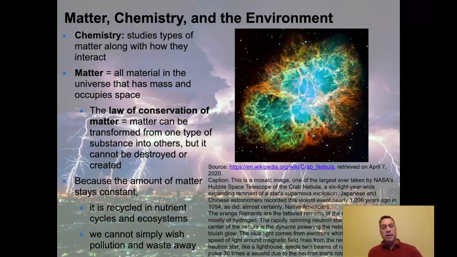That leads us to an important concept, the law of conservation of matter. The law of conservation of matter says matter can be transformed from one type of substance into others, but it cannot be destroyed or created. So for all day-to-day operations in our lives, you can't destroy matter. There are things that we can do to convert it into energy, but that's going beyond the scope of this class.